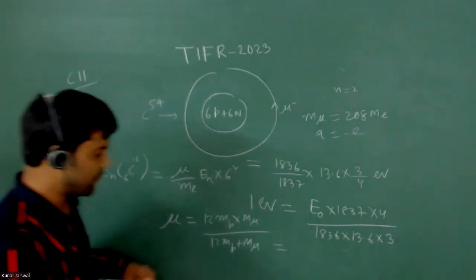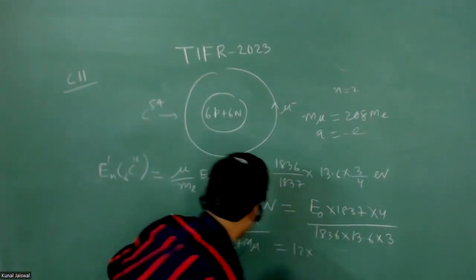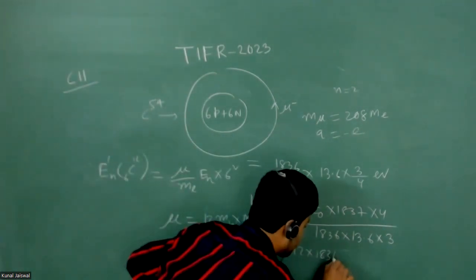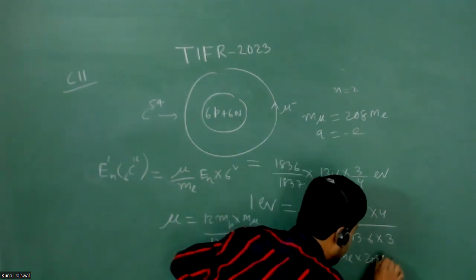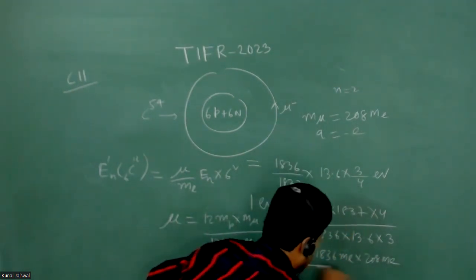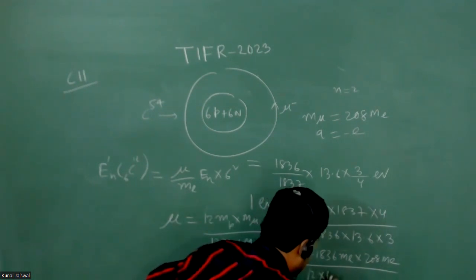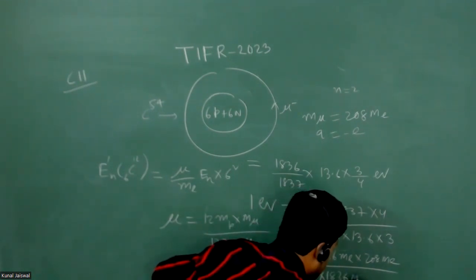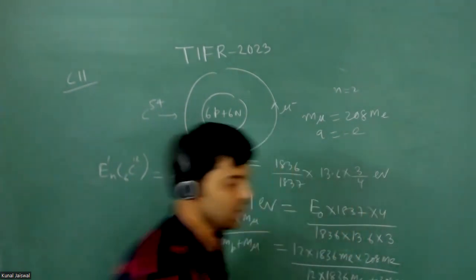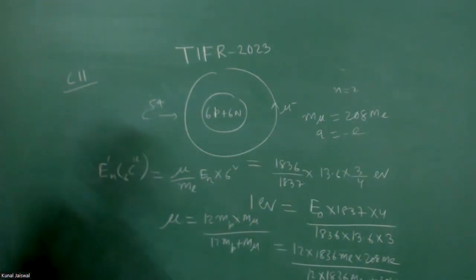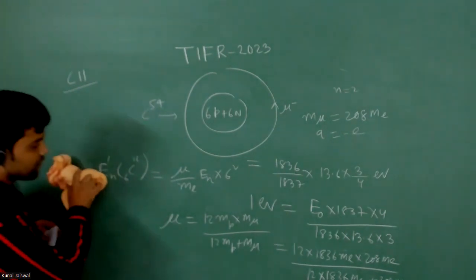I'll substitute mp and mu mu now. We have 12 times 1836 me times 208 me divided by 12 into 1836 me plus 208 me. So this is the reduced mass I have obtained, and I'll substitute that.